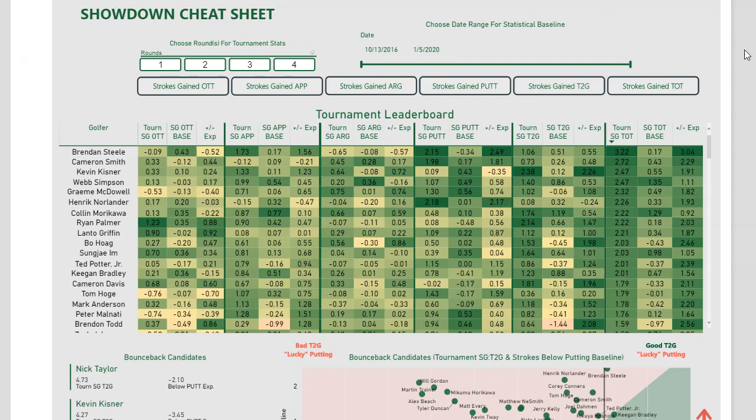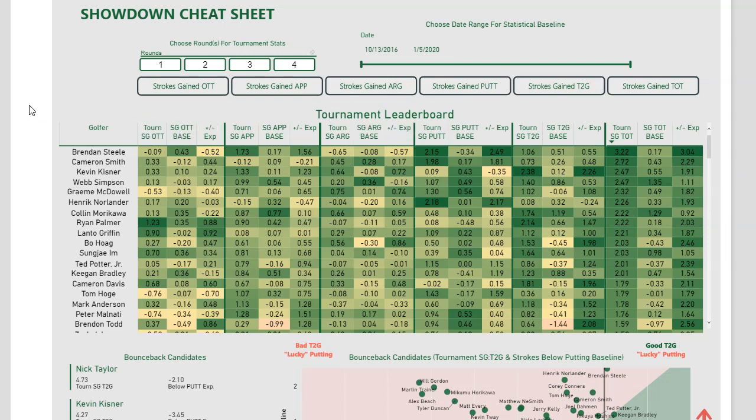When you are on the Showdown cheat sheet, the top section is going to be a tournament leaderboard. This will update after each round of the current golf tournament. So after Thursday, you'll be able to come in and see the strokes gained data. Then after Friday, after the second round, you'll be able to update that information as well. What you're looking at here is a tournament leaderboard from the Sony Open.